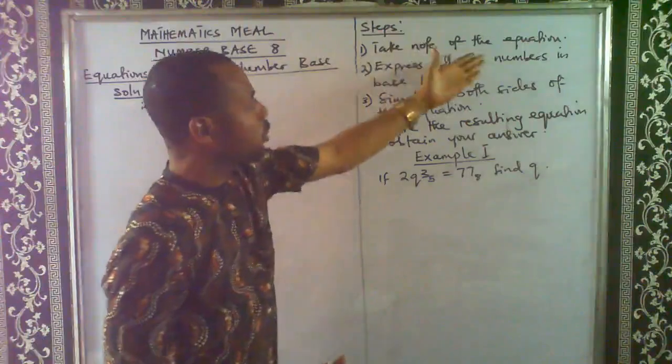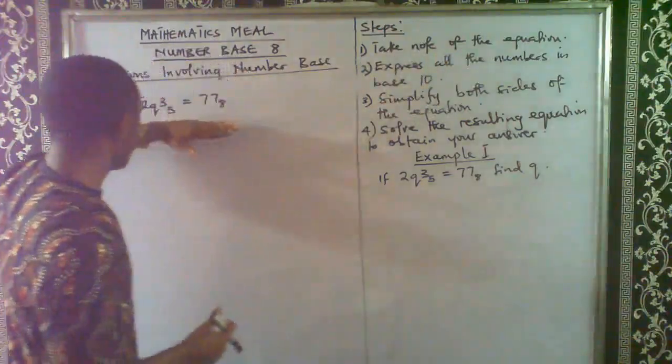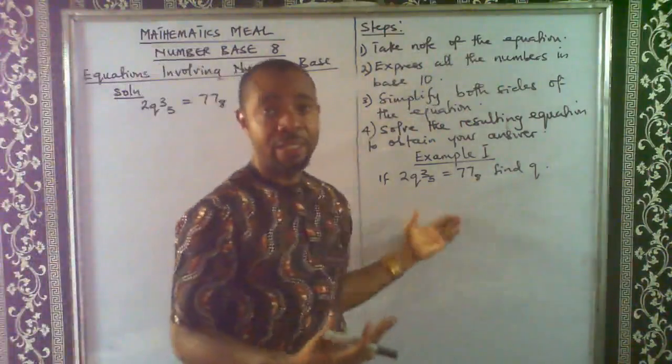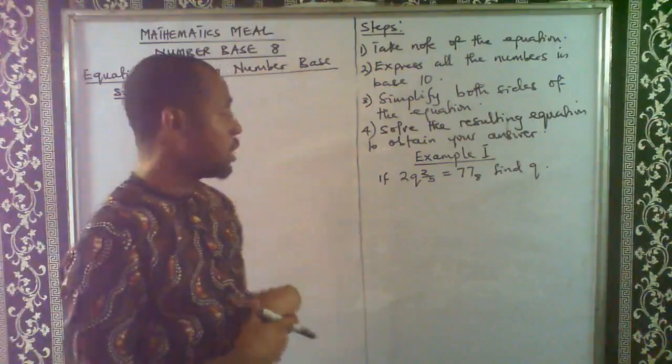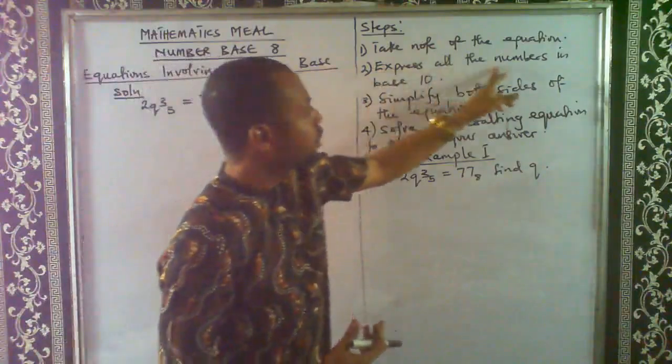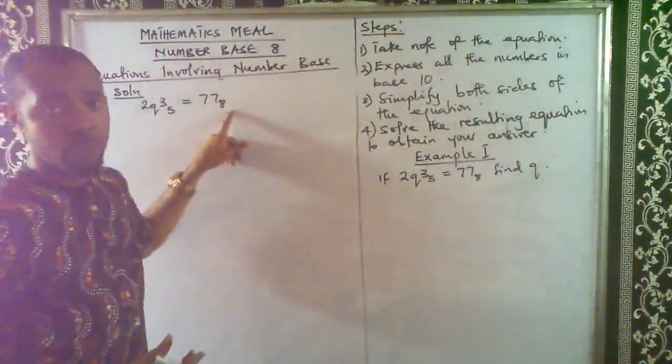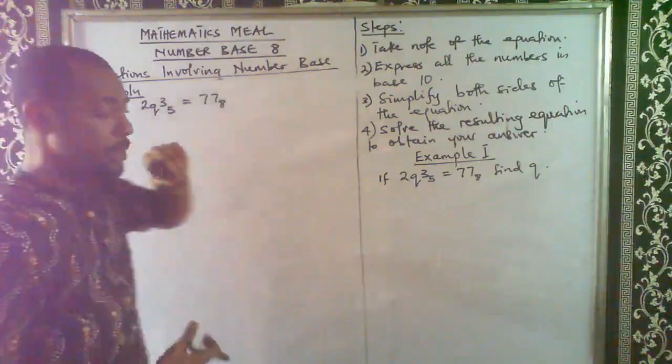Following this step, take note of the equation. We have taken note of the equation, and we have been able to identify it as a number-based equation. Then the second part: express all the numbers in base 10. This in base 5, this in base 8. Let's express them in base 10.